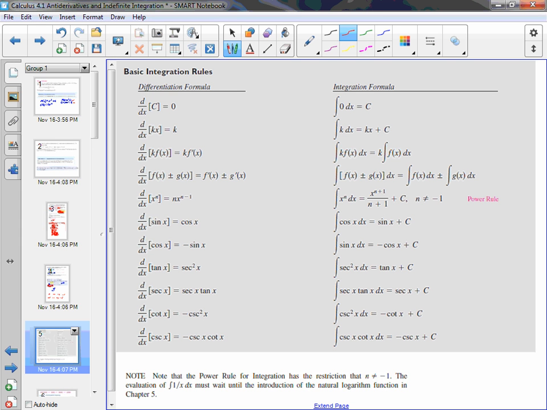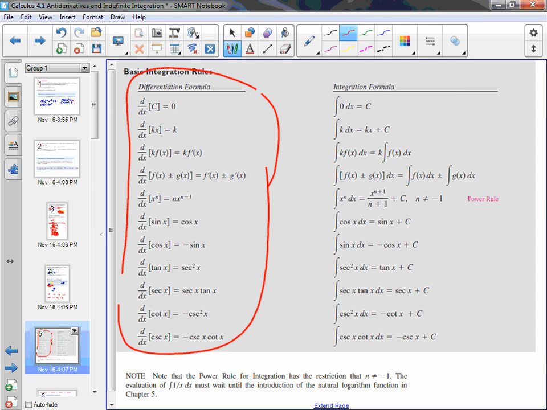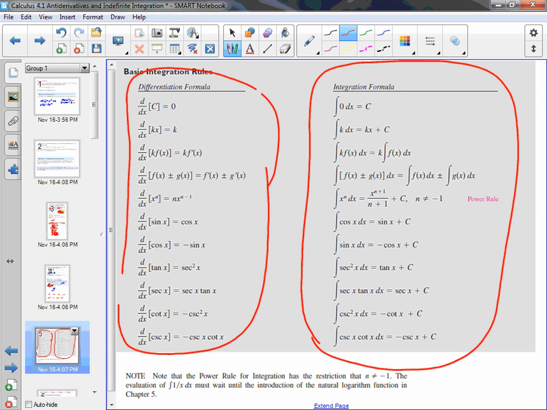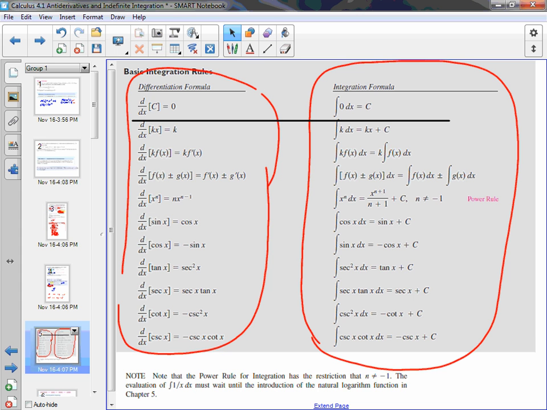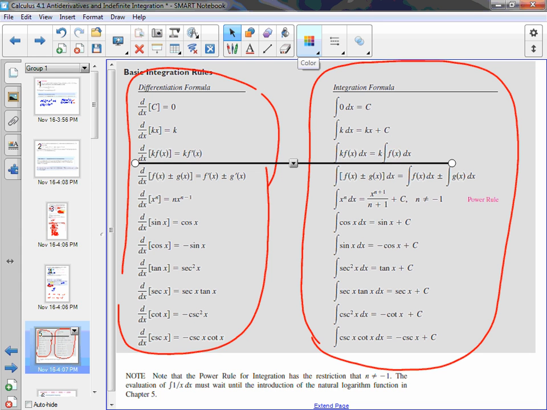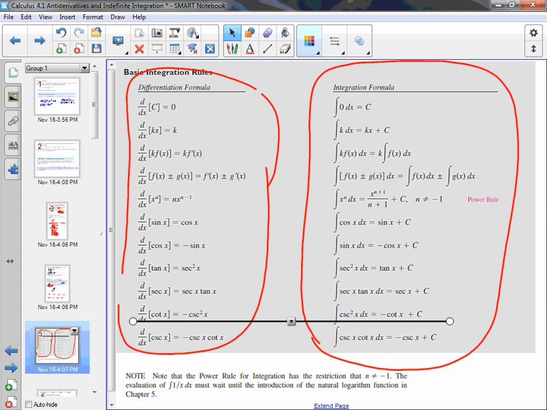All right. So here are your basic integration rules. Derivative rules on the left, integration rules on the right. Now, I'm not going to sit here and read these to you. I want you to go through these on your own time like this. Compare them. Just put a piece of paper there and line them up. Compare, compare, compare, all the way down the line so that you see how it works.